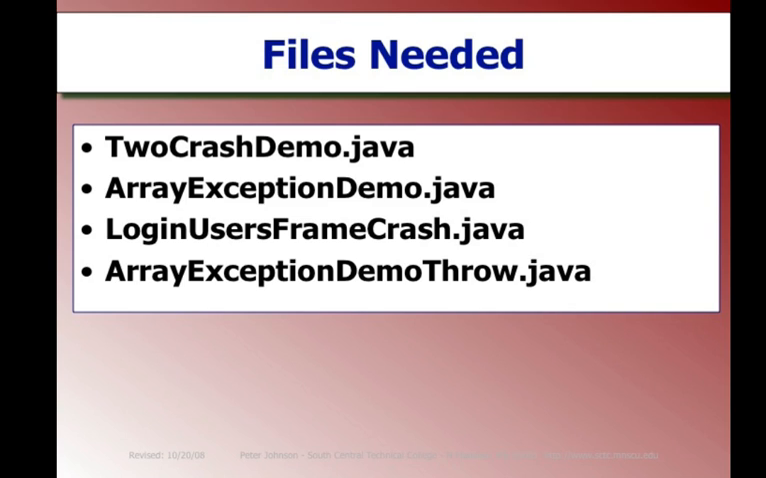And you all are loading the files, so we're going to do a tocrashdemo.java. We're going to do some experimentation with array exceptions, and that's the array exception demo.java. And then we're going to do some logger useIn's frame crash. These are great names, aren't they? And then we have the array exception. The array exception is when the program asks for something that's beyond the size of the array. So we're going to throw an error when that happens. And you've all seen that array exception.